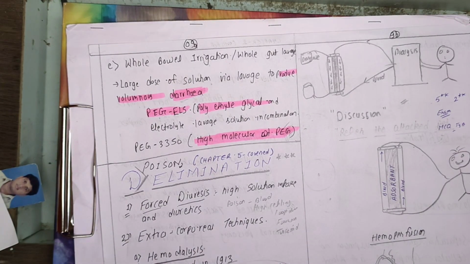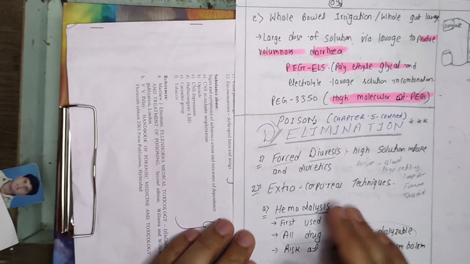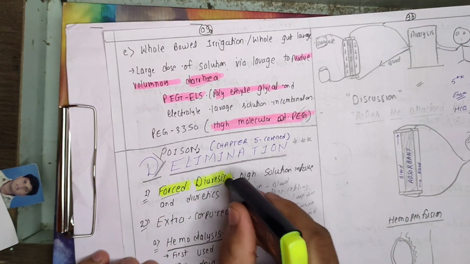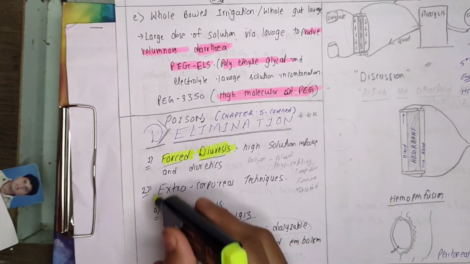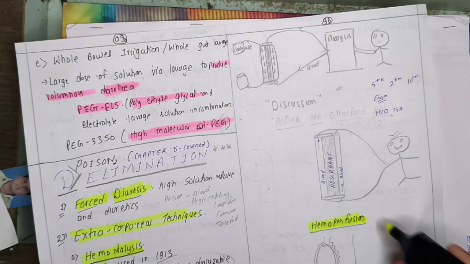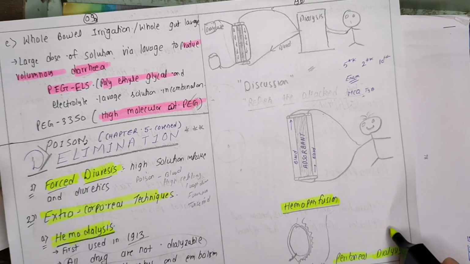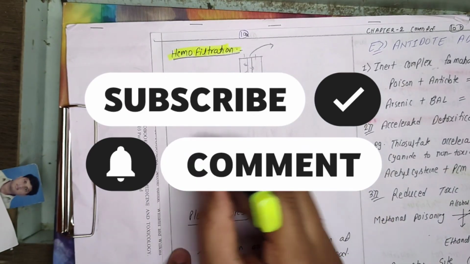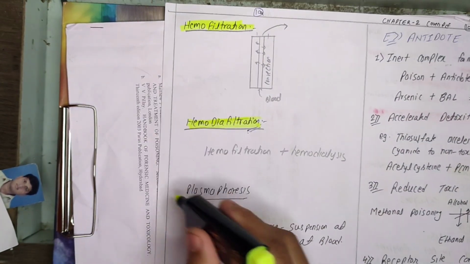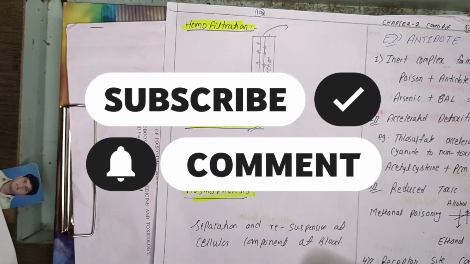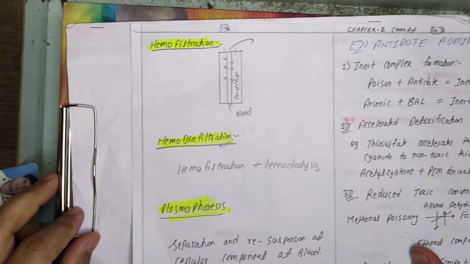Again, a last quick recap. In poison elimination, what is the first concept? Forced diuresis, where we use some drug to enhance diuresis. Then there are certain extracorporeal techniques. First, hemodialysis based on diffusion. Second is hemoperfusion based on the adsorption principle. Peritoneal dialysis again based on diffusion. Then hemofiltration based on the pressure technique. Hemodiafiltration, a mixture of hemofiltration and hemodialysis. And at last we have plasmapheresis. So this was the topic related to enhancing elimination in poisoning conditions.